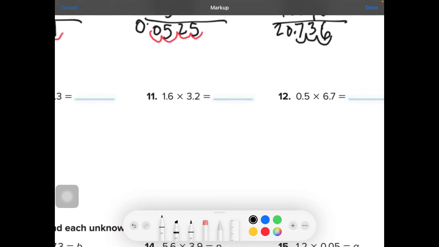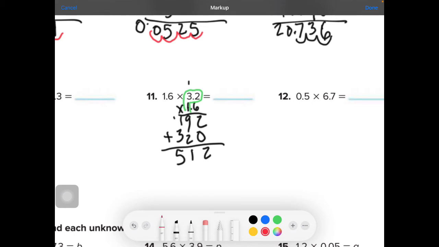Number 11. I'm going to bring the 1.6 over here. Okay, 6 times 2 is 12. 6 times 3 is 18, plus 1 is 19. Okay, now we're going to multiply this category. And I'm going to put a 0 here as a placeholder. 1 times 2 is 2. 1 times 3 is 3. Plus these together.